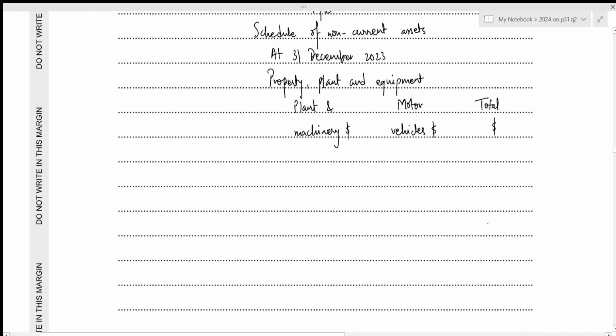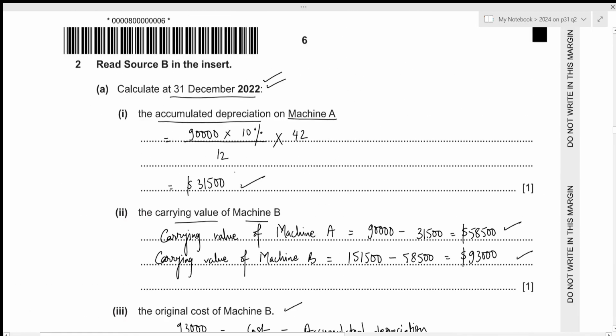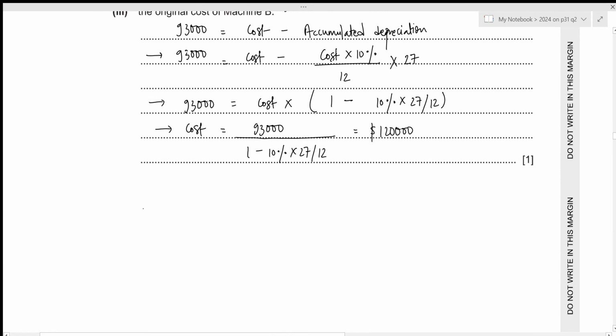Okay, for the schedule of non-current assets, we have 3 different sections. The first one will deal with all of our cost. So we start with the cost of existing non-current assets at the opening date, which in this case is 1st January 2023. At the date of 1st January 2023, the company had 2 different machines and 1 vehicle. Machine A was bought for 90,000 and we also have machine B, for which we calculated the cost to be 120,000. So the total cost of plant and machinery existing at the date of 1st January 2023 will be 90,000 plus 120,000, which results in 210,000.